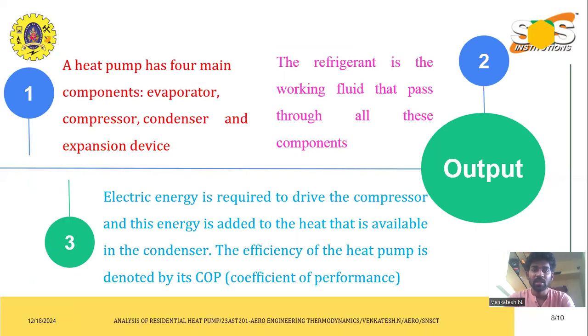The final heat pump has four main components. Previously, we discussed the evaporator, compressor, condenser, and expansion device. The refrigerant is the working fluid that passes through all these components. Electric energy is required to drive the compressor, and this energy is added to the heat that is available in the condenser. The efficiency of the heat pump is denoted by its coefficient of performance, the COP.